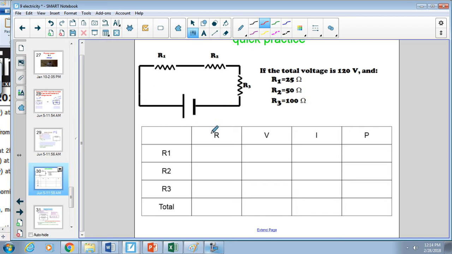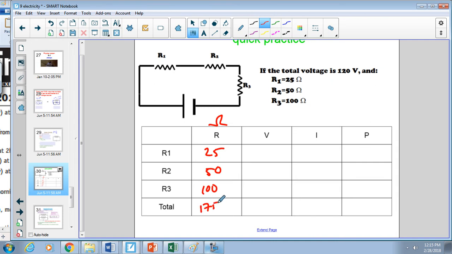We're looking at this, and we want to know the resistance at each one of these. We'll start off with the resistance. That one should be easy. It's given to you in the problem: resistor 1, 25, 50, and 100, and these are all measured in ohms. Resistance total, we're going to add all of them together. So 100 plus 50 plus 25, we should end up with 175.